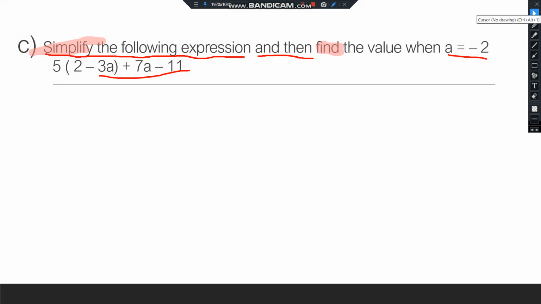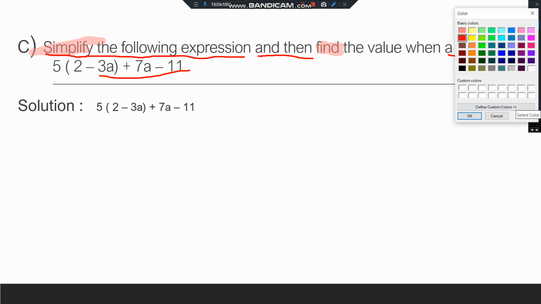So let's start with the question now. 5 into 2 minus 3a plus 7a minus 11, you need to simplify it. So here again the bracket is given, so you need to open the bracket. So let's open the bracket here. This bracket needs to be opened.